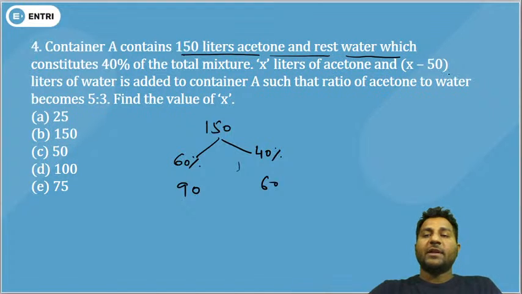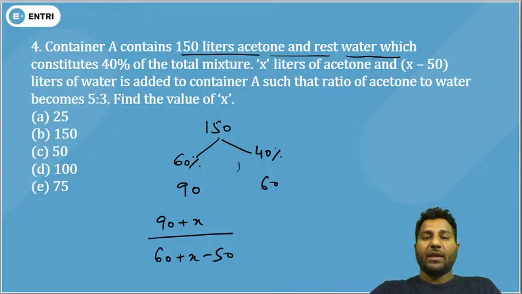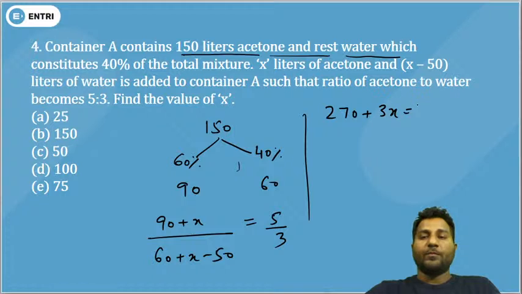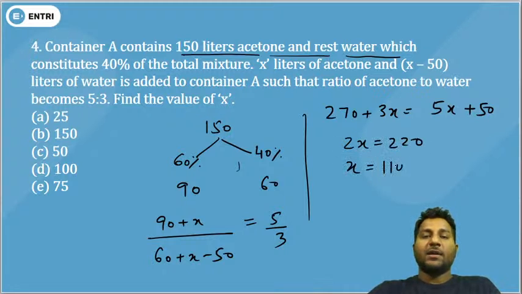X liters of acetone and X minus 50 liters of water is added to container A such that the ratio of acetone to water will become 5 by 3. So 90 plus X upon 60 plus X minus 50. Come on everyone, solve this. It is easy. 270 plus 3x equals 5x plus 50. So clearly 2x equals 220. That means x is 110.